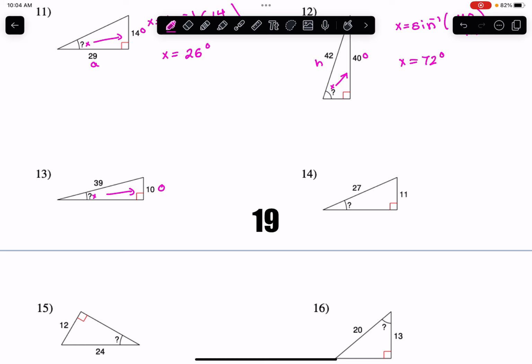Number 13, we have opposite and hypotenuse. So we're going to do the inverse of sine of 10 over 39. So second sine 10 divided by 39, which gives us x is equal to 15 degrees when you round it. And for our last one, we have opposite and hypotenuse again. So we're doing second sine 11 over 27, which gives us 24 degrees.